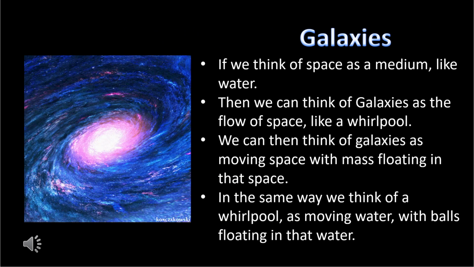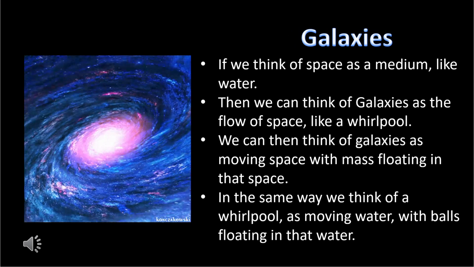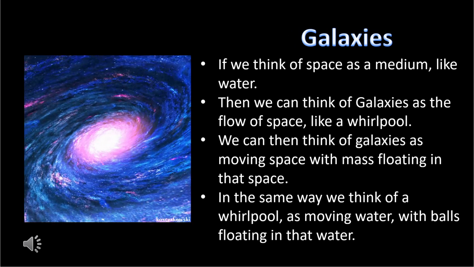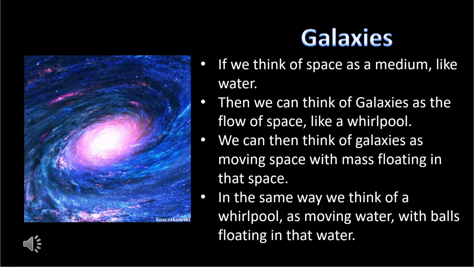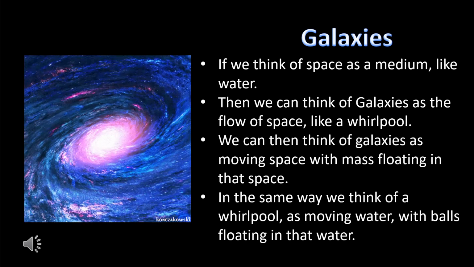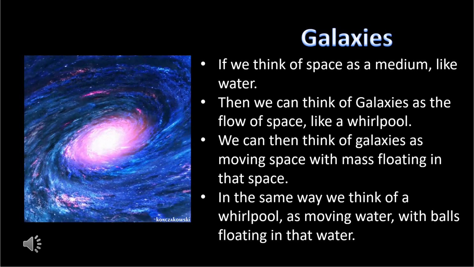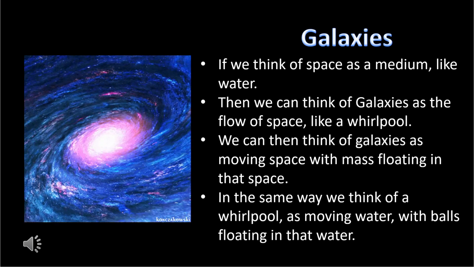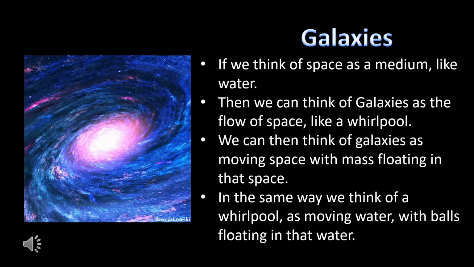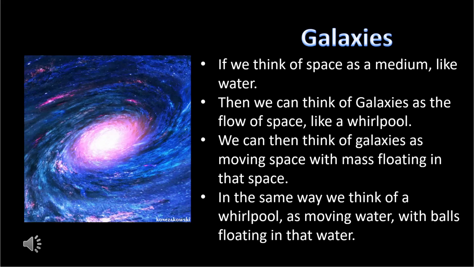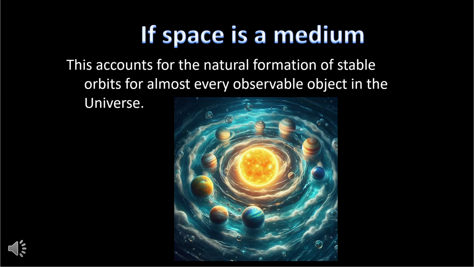If we think of space as a medium like water, then we can think of galaxies as the flow of space, like the flow of water in a whirlpool. We can then think of galaxies as moving space with mass floating in that space, in the same way we think of a whirlpool as moving water with balls floating in that water. If space is a medium, then this accounts for the natural formation of stable orbits for almost every observable object in the universe.